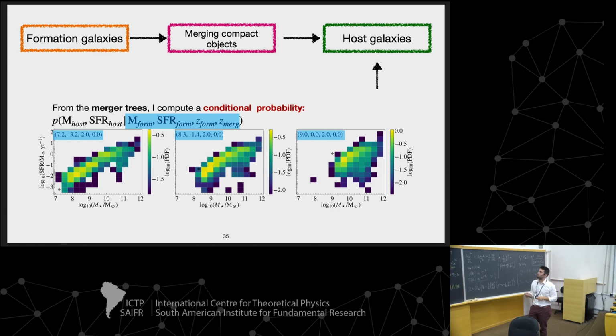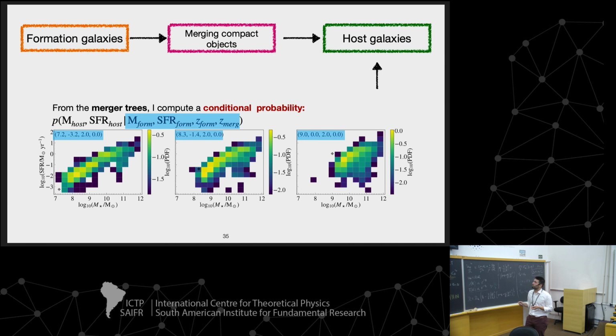And you can see how it works if, for example, you change the mass of the forming galaxies and the mass of the star and the star formation rate. We are fixing the formation redshift and the merger redshift. You see, this is how it works. So trivially, the host galaxy cannot be smaller than the formation galaxy. Again, here, if you have this formation galaxy, the host galaxy is sitting in this plane with this probability.